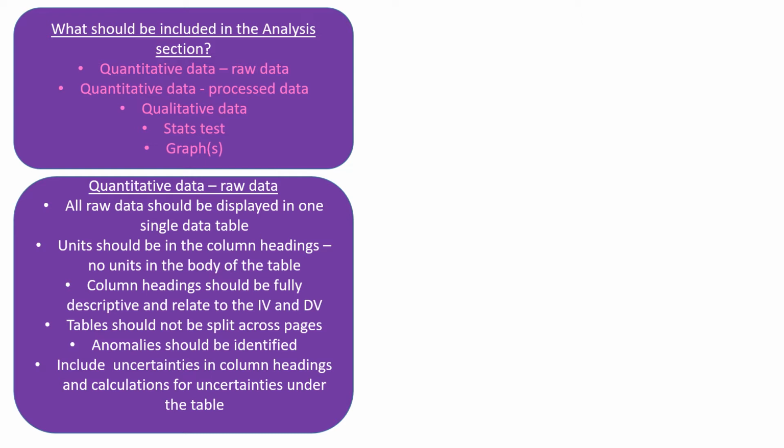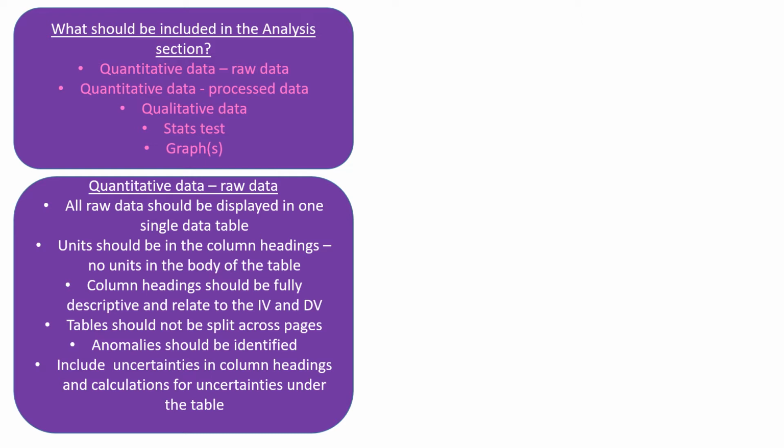And the independent variable column heading wouldn't be concentration, it would be concentration of glucose solution or something along those lines, so that it's really descriptive, and from the table we can tell what the independent and dependent variables are. Tables shouldn't be split across pages because you'll lose communication marks for this, because that's incorrect formatting. Any anomalies should be identified. Now you can highlight them or circle them or identify them in any relatively sensible way you wish.